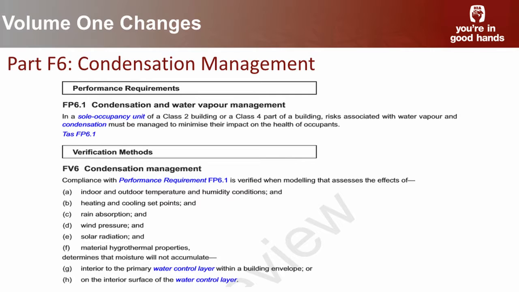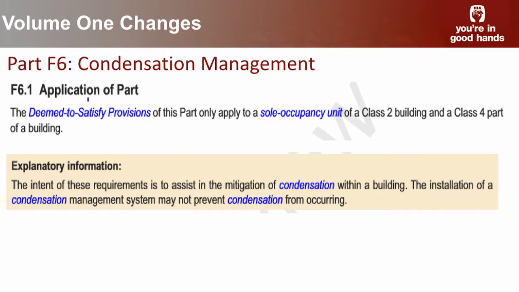So that new verification method clarifies that it only applies to Class 2 buildings and Class 4 parts of a building. There's the verification method there, which might be a bit more applicable to a Volume 1 sense, but I know the majority is still going to be using the deemed-to-satisfy, but that's that risk assessment one I mentioned this morning. It has an application in the part to clarify that it only applies to the SOU of a Class 2 or Class 4 part, and that explanatory information about minimisation and managing the risk.